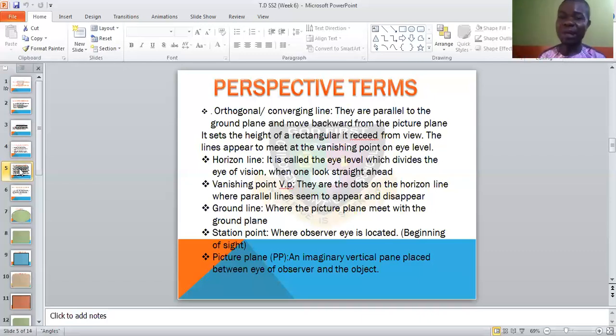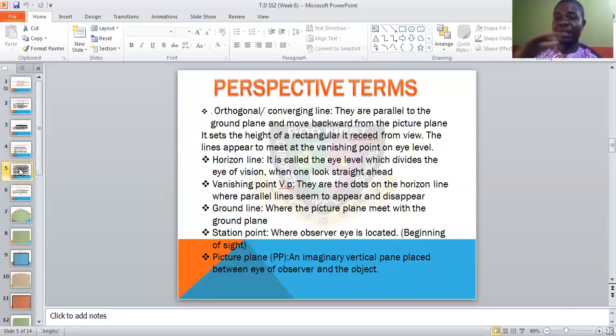Then the vanishing point itself is the dot that is made on the horizontal line. You put a dot there on the horizon where parallel lines seem to appear and disappear. It is that point where these parallel lines we're talking about, like the horizontal, orthogonal or converging lines, come to meet, and they also go from there and disappear. They converge and they also disappear from there. Then we have the ground line. The ground line is where the picture plane meets the ground plane.